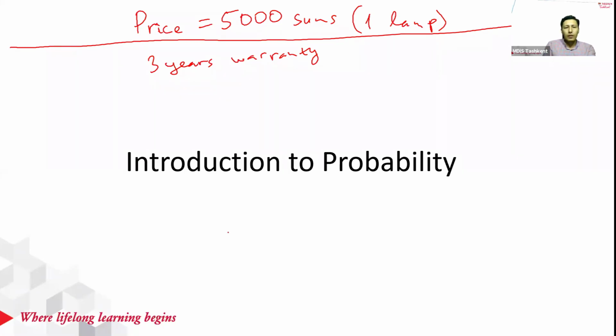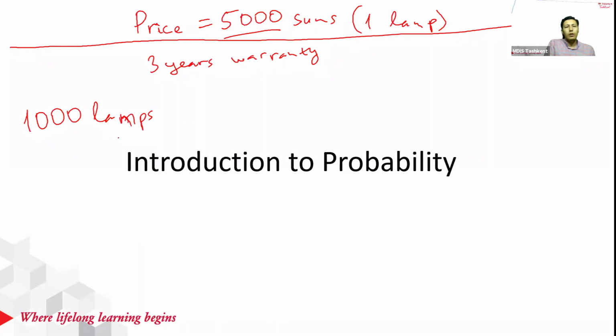Okay, then first what you do, if you just sell at the same price 5,000 soms, then you will lose. You will be in loss because you have to replace the lamps that are burnt or dead in 3 years. Therefore, you have to increase the price. For that, you have to make a simulation. So you take 1,000 lamps.